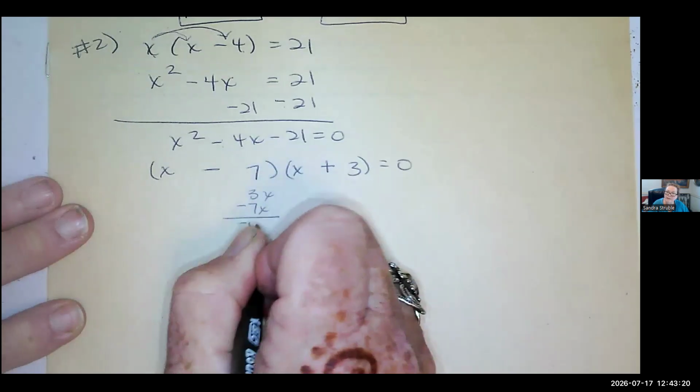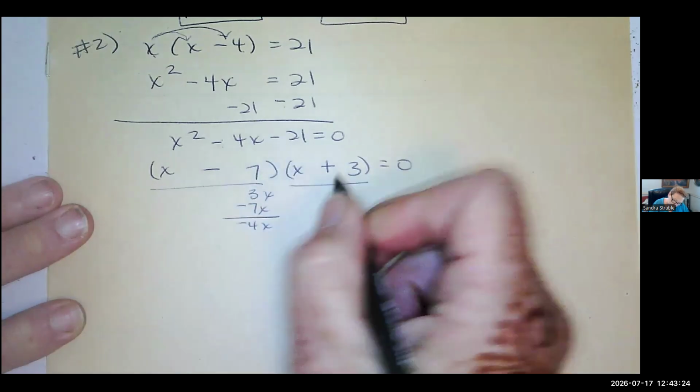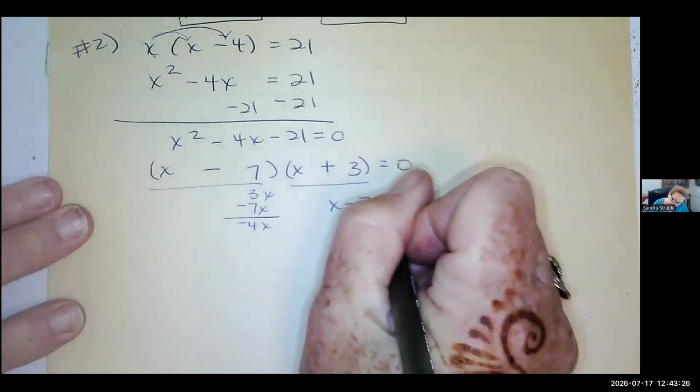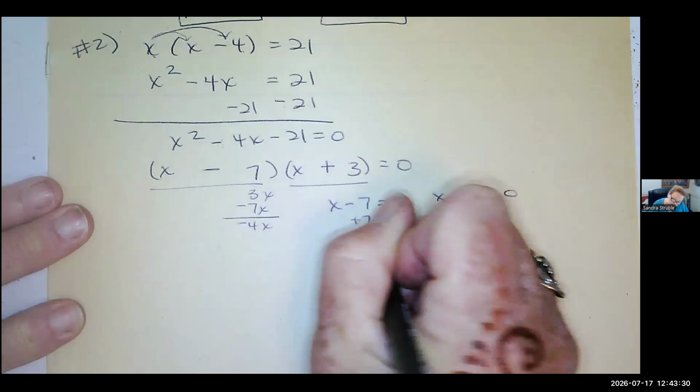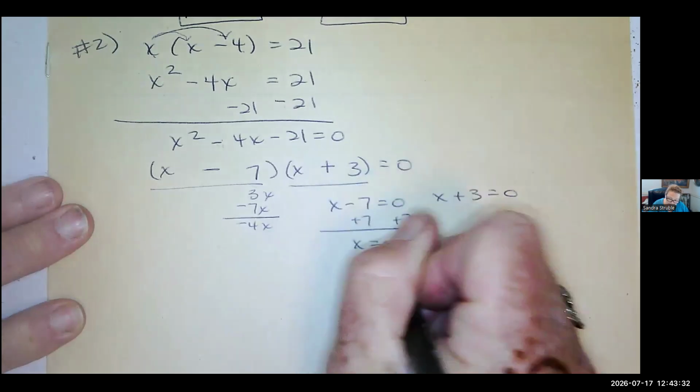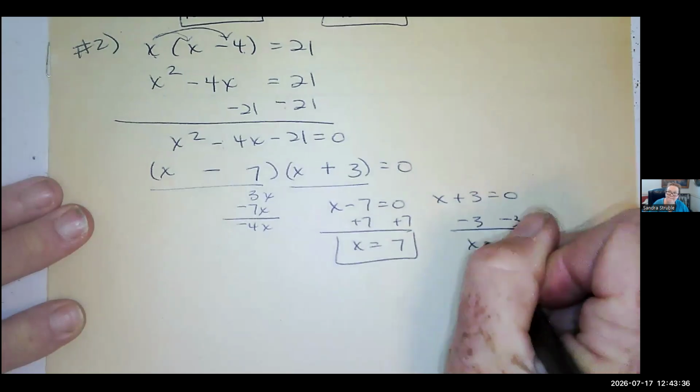We now take both of these binomials and set them equal to 0. And solve. Add 7 to both sides. X is equal to 7. There's 1. Subtract 3 from both sides. X is -3. There's both my answers.